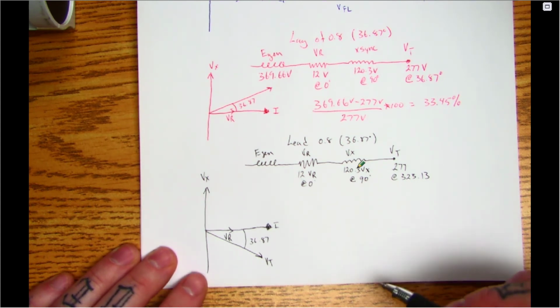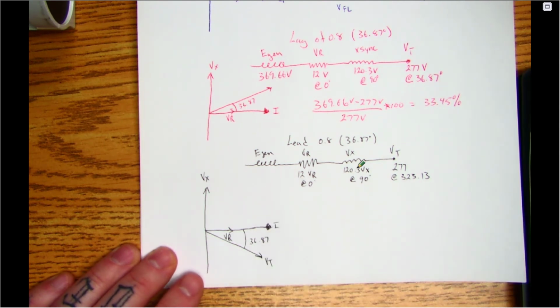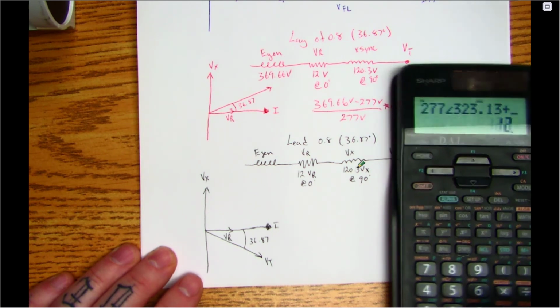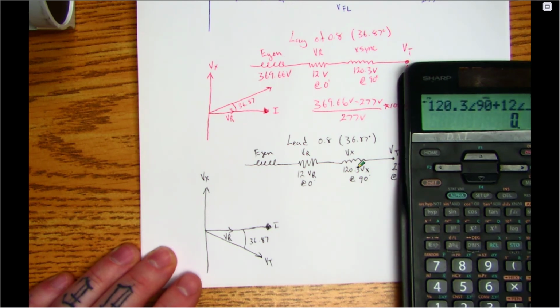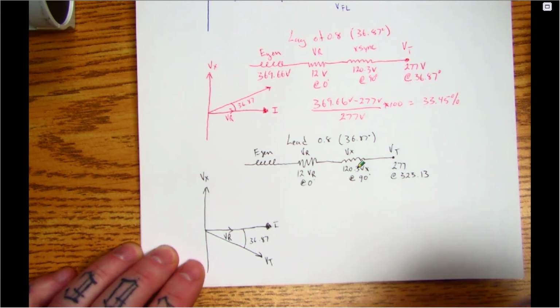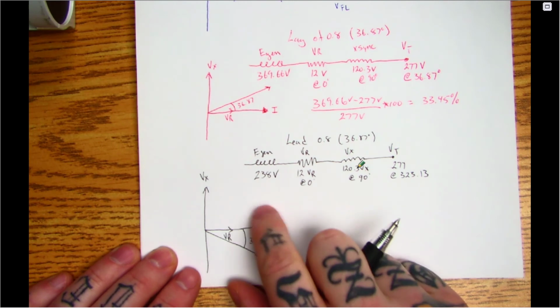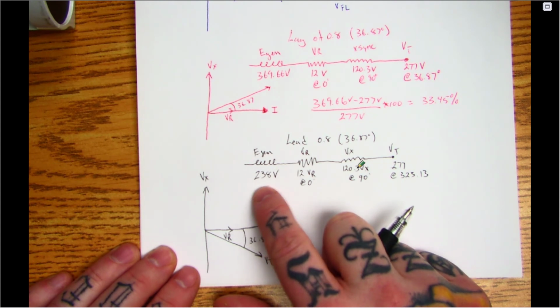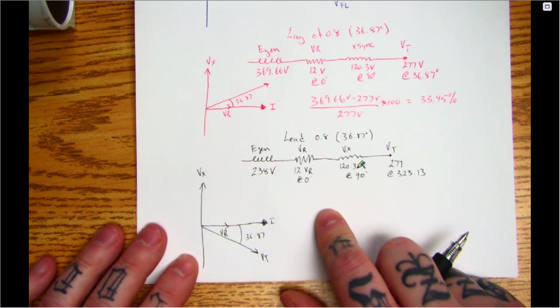Now, when we add these vectorially, we can get our new E-gen for this leading load. So if I go 277 ∠323.13°, plus 120.3 ∠90°, plus 12 ∠0°, I get an E-gen of 238 volts. Which seems crazy now, but it's because we are in a lead. We're actually generating less volts than we need at our terminal, and it's going to affect our voltage regulation as well.